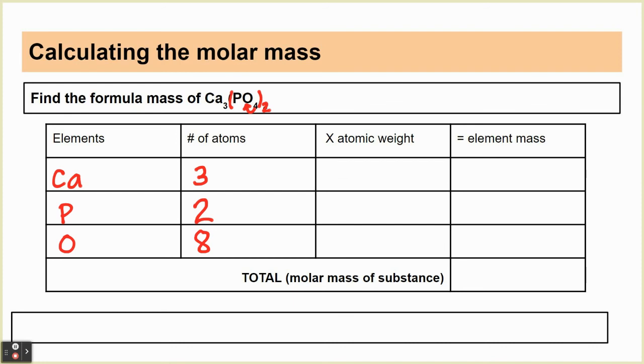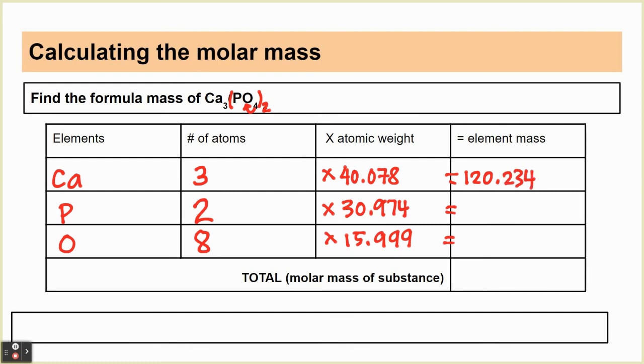All right? Okay, really quickly, go through the periodic table and find the atomic masses or weights. Right. For Ca, you're going to get 40.078 for the mass. For P, you're going to see that it's 30.974. And then for O, it's 15.999. All right, what am I supposed to do? You multiply and find the answer. So for Ca, it's going to be 120.234.